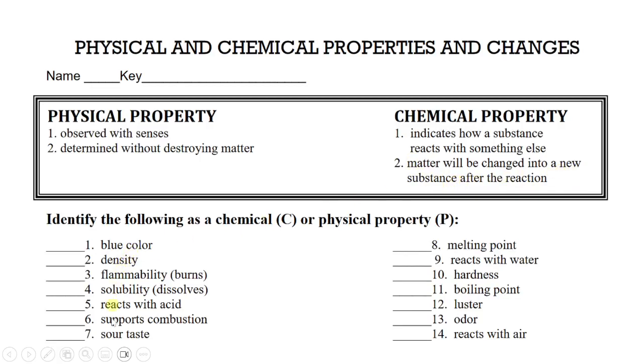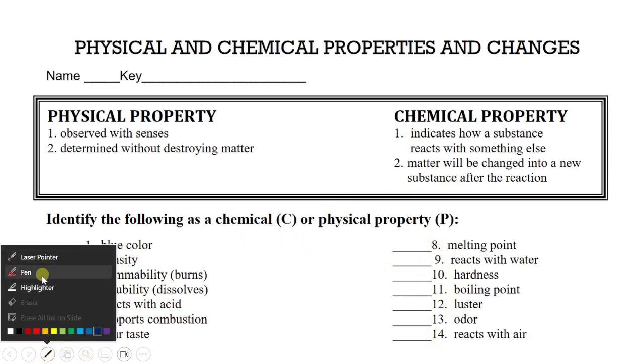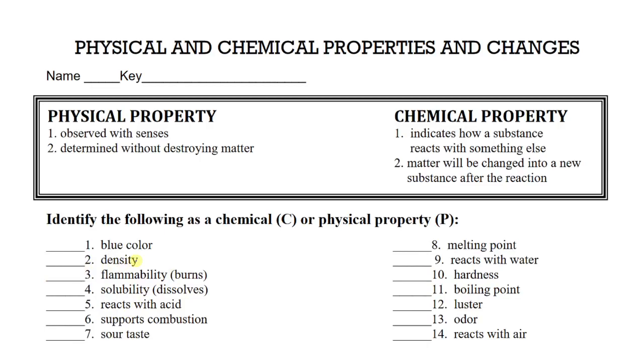Now let's try to identify the following as either physical or chemical property. Let's start with blue color. Of course, we can see color. We can observe this with our senses. So this one is a physical property.